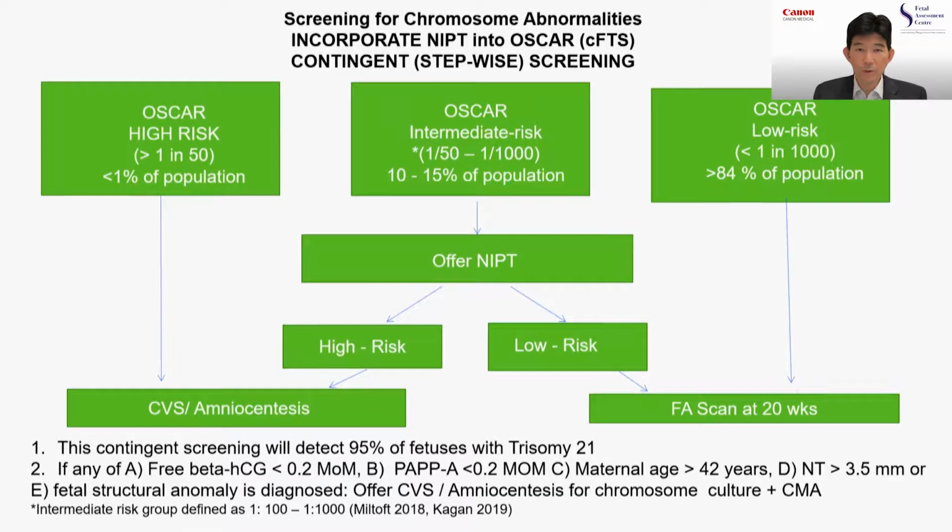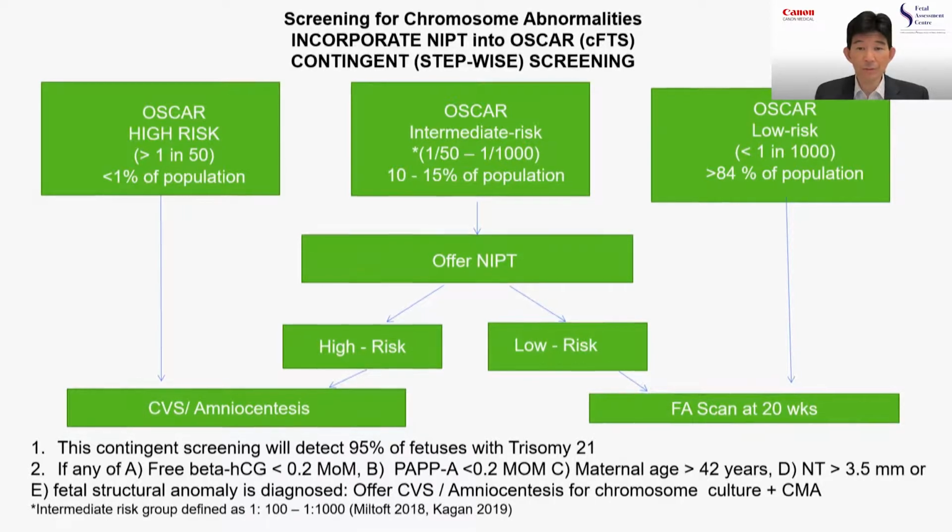There are, of course, discussions whether we should be using 1 in 50 or 1 in 100. There are also certain caveats, as you notice down here. I've put down 5 caveats that you may wish to consider if you have got a very low free beta MOM or a very low PAPP-A MOM, being less than 0.2. You may wish to offer them an invasive test outright.